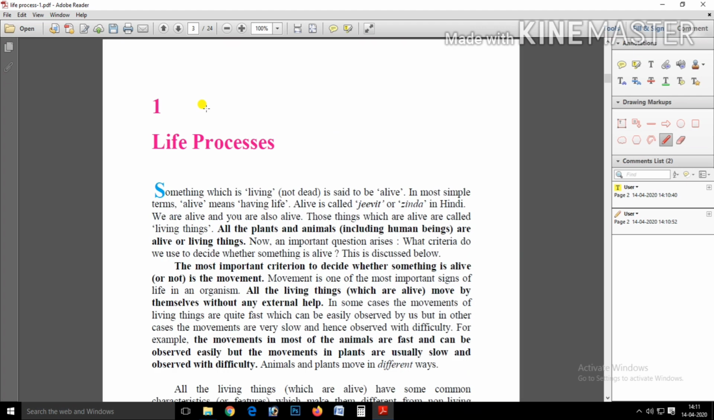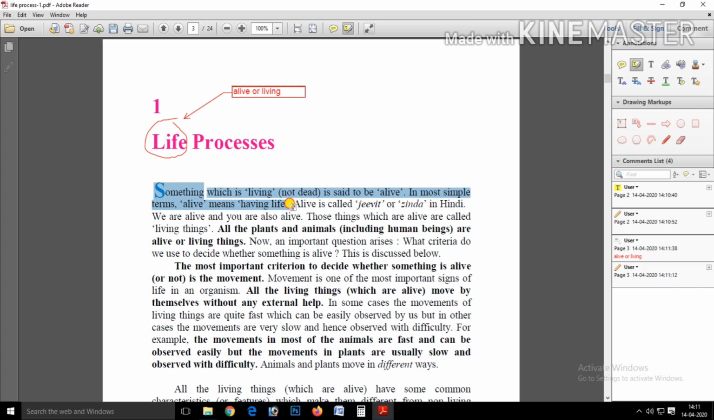So, first of all, you have to understand what is the literal meaning of the word life. The literal meaning of the word life is alive or living. So we can say that something which is living, that means not dead, is said to be alive. हिंदी में हम इसे कह सकते हैं जीवित और जिंदा.